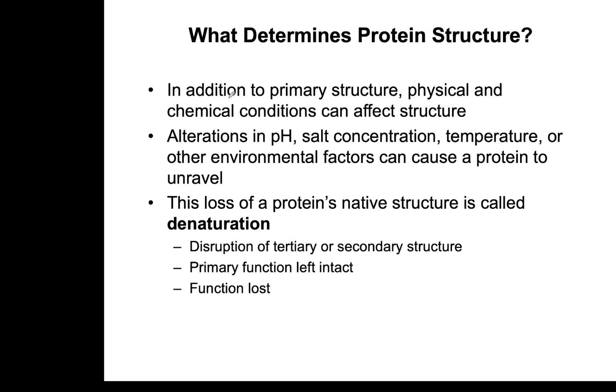What determines protein structure? In addition to primary structure, physical and chemical conditions can affect structure. So primary structure is just a series of amino acids. A sequence of amino acids needs to fold in an ordered, arranged way. At the same time, some environmental factors can influence the folding of a primary structure. What kind of environmental factors? Such as pH, salt concentration, temperature, or other environmental factors can cause a protein to unravel.